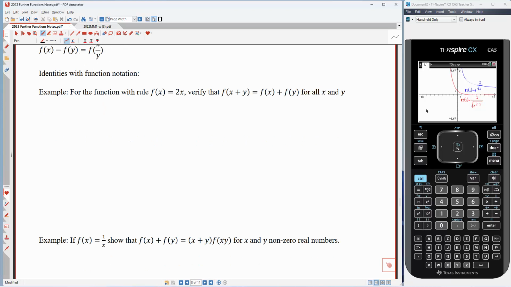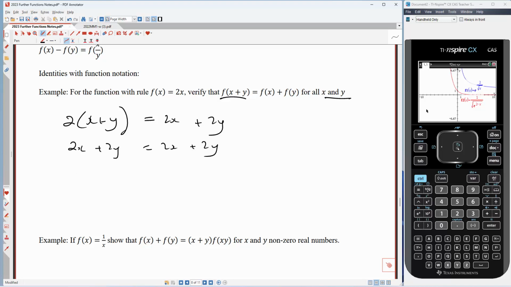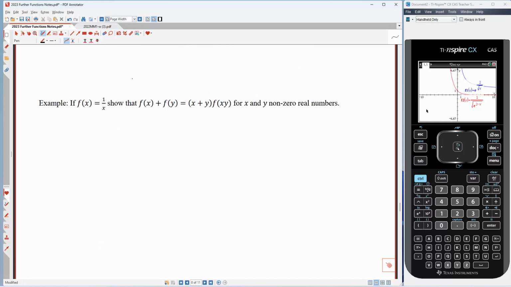So let's just try a few out. For the function with the rule f of x equals 2x, verify that f of x plus y equals f of x plus f of y for all x and y. Really, all you do is you do as you're told. We need to do f of x plus y, where f of x is this. So all we're going to do is write down 2 times x plus y equals f of x, which is 2x, and f of y, which is 2y. Now to verify it, all we do is expand this side: 2x plus 2y equals 2x plus 2y. Therefore, verified.